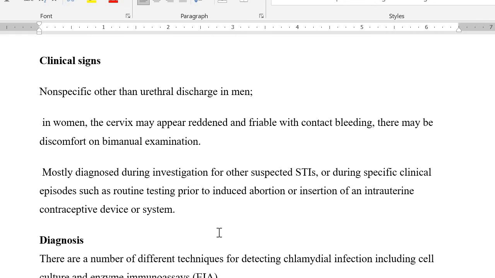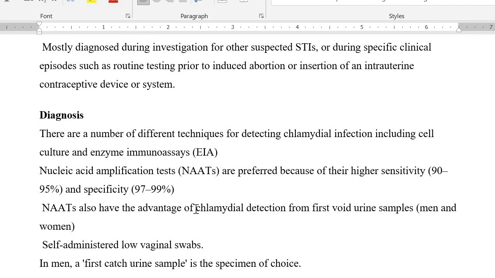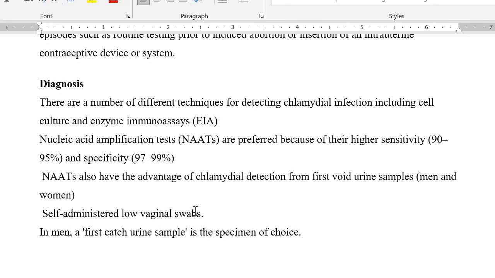Mostly these are diagnosed during investigations for other suspected STIs or during specific clinical episodes, such as routine testing prior to the induced miscarriage or insertion of an IUD. So if the patient is young, her lifestyle is very high risk, then even before inserting the IUCD, we need to exclude the infection, otherwise we can cause PID.